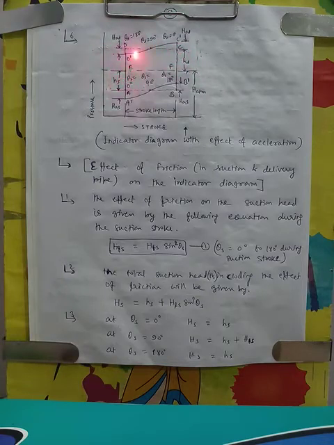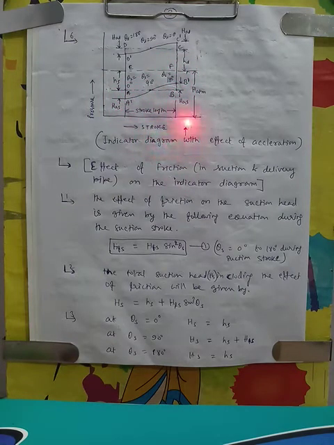So this is the actual indicator diagram when we add the effect of acceleration. This is the theoretical A, B, C, D, A. And if we add the effect of acceleration, then A dash, B dash, C dash, D dash. This is the indicator diagram with effect of acceleration. So this is the effect of acceleration.